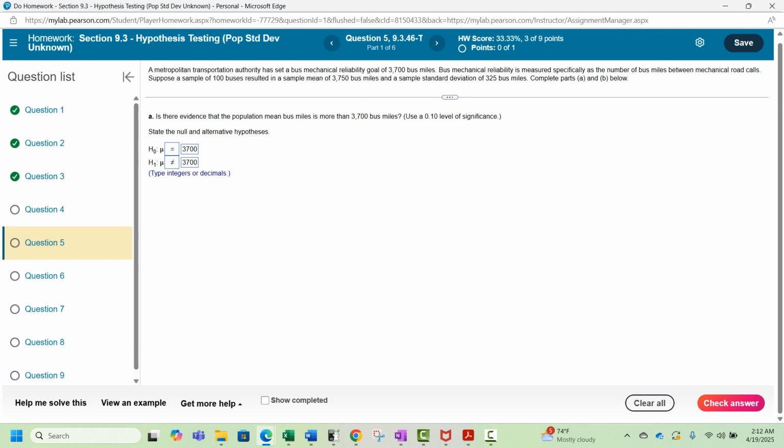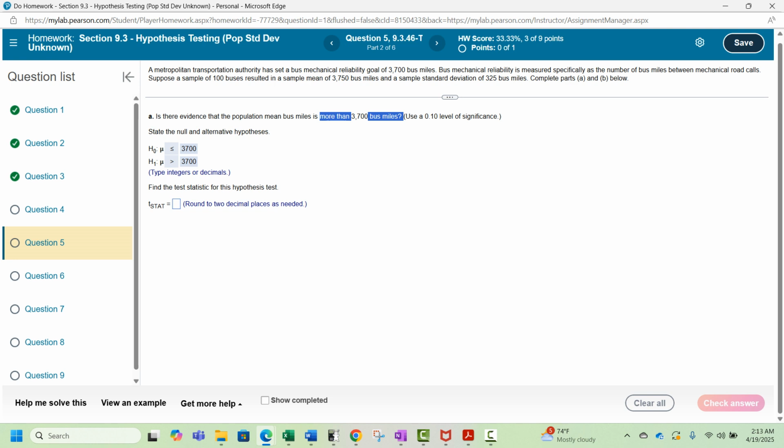More than. Okay, so that, all right, well, my mistake, though. This will be greater than. That'll be less than or equal to. I thought it was coming from up at the top, but it was not. Right there is where it said it. Is there enough evidence that it's more than 3,700 bus miles?